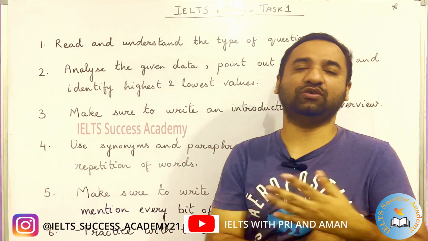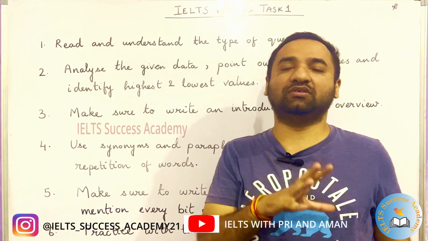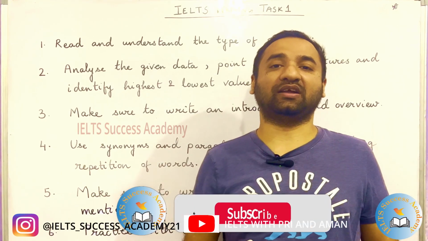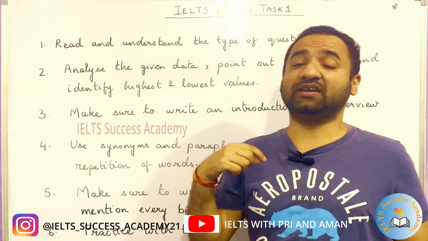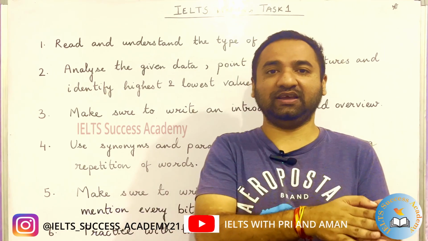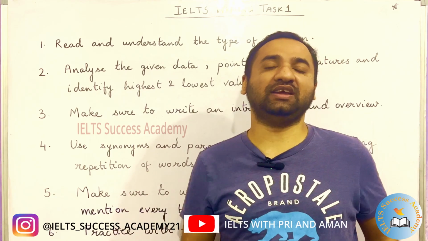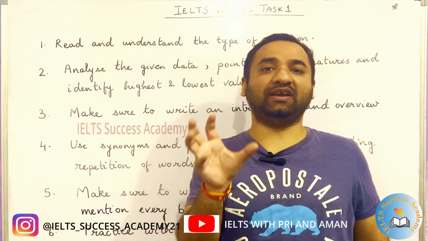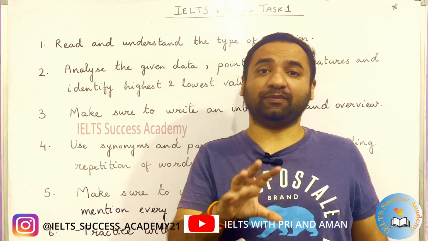In IELTS writing task 1, you will be given a pie chart, graph, or data points where you have to analyze the data. So it could be a pie chart, a bar graph, a line chart, or a combination. You have to read and understand the question type. If you are given a pie chart, you have to say the pie chart illustrates, or if you are given a bar chart, you have to say the bar chart illustrates or showcases. So firstly, you have to find the type of chart. What is the type of chart that you are given?